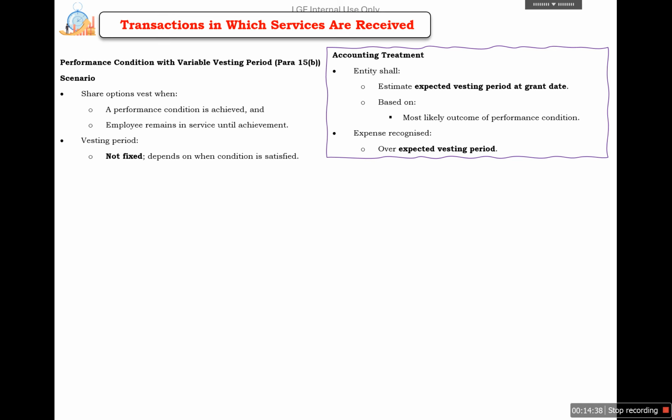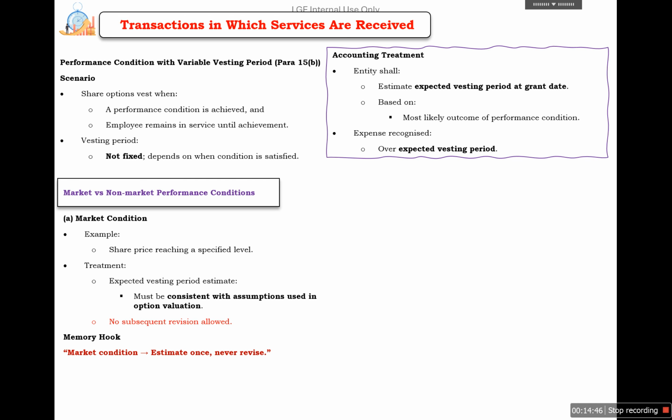With performance conditions, there may be two types. One is the market condition. Market conditions are those related to the market; the entity has nothing to do with them, for example, share price reaching a specific level. In this case, we need to estimate the expected vesting period, and it must be consistent with the assumptions used in option valuation, and no subsequent revision is allowed in case of market conditions. So if there is a market condition, we estimate once and we are not supposed to revise it further.